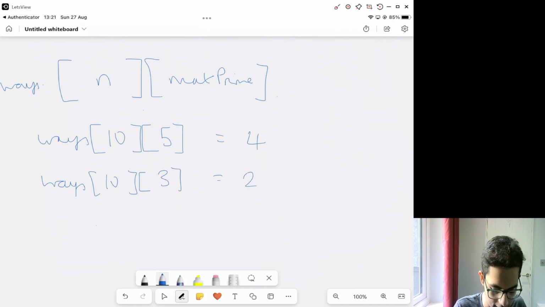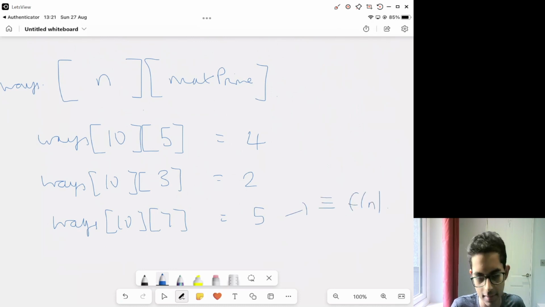And then finally, the number of ways in which we can get to 10, where the maximum prime we use is 7, this will be 5. This is basically all the ways. So this is equivalent to f of n, basically. It's equivalent to f of 10.